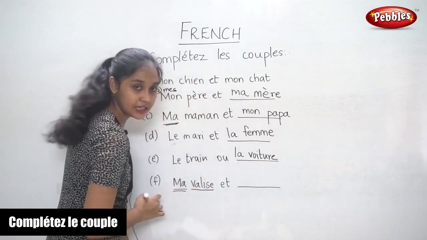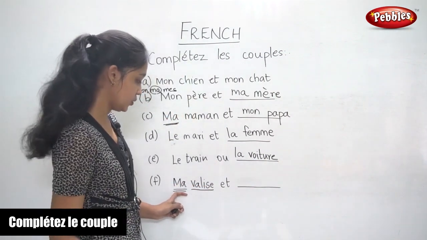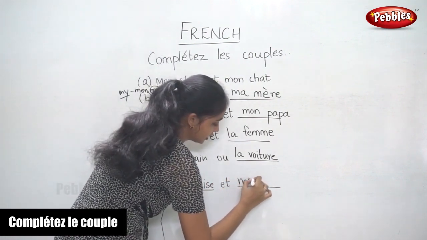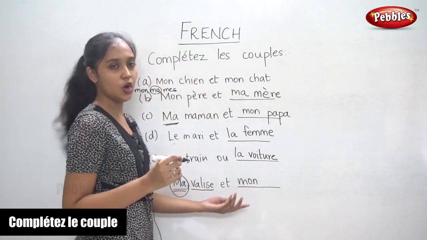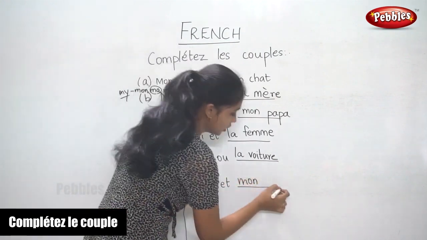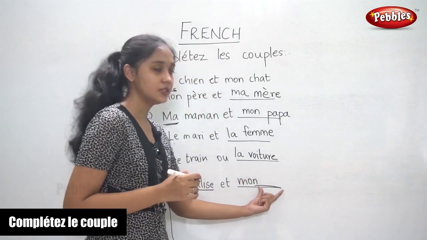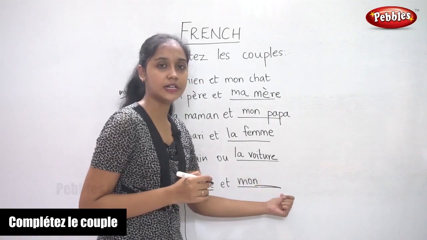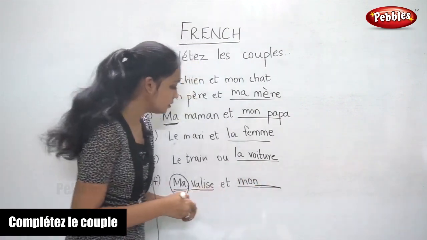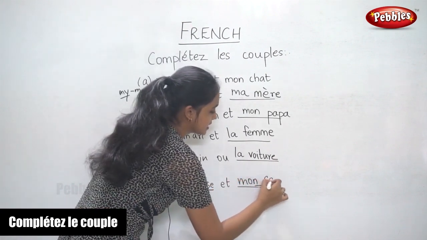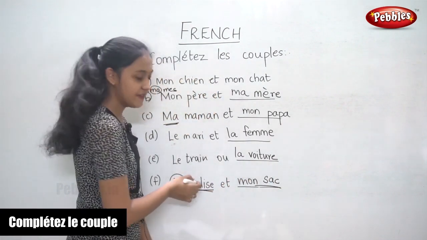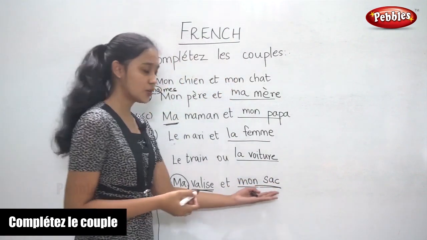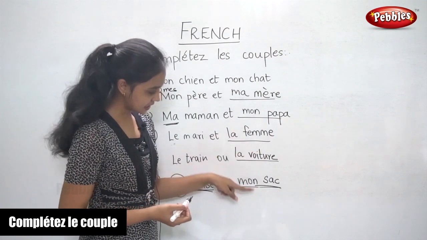So they used ma here. So the adjective used here was ma. Now we need to use a noun here that uses either mon or ma, whatever you want. So you need to fill in one of the nouns here. So this I leave up to you. You can choose whatever noun you want. So the noun I choose here is sac, because valise means suitcase, and sac is a bag. So you can choose any noun in these cases.